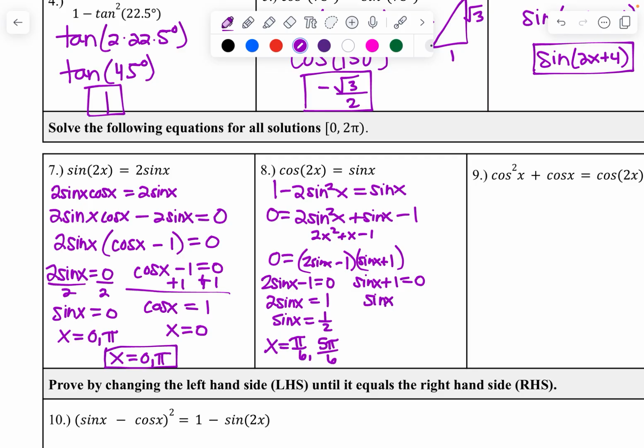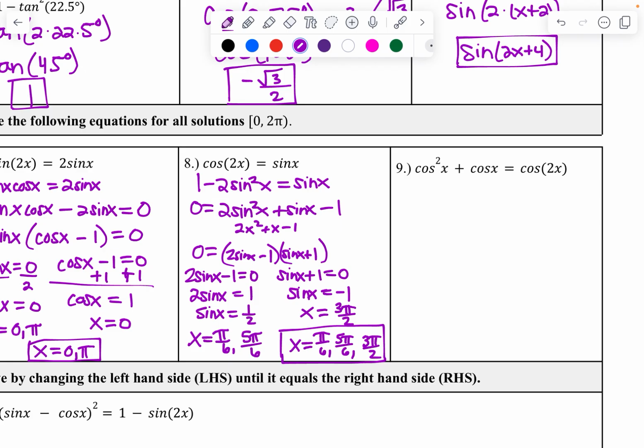For this one, I subtract the 1 to the other side. So I want to know, when does sine of x equal negative 1? Well, that's a quadrantal angle down at 3 pi/2. So x could equal pi/6, 5 pi/6, or 3 pi/2. There's 3 possible x values for that equation.